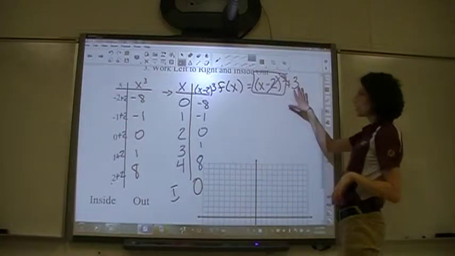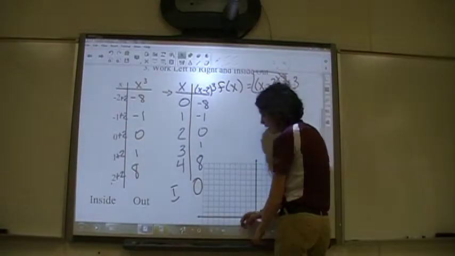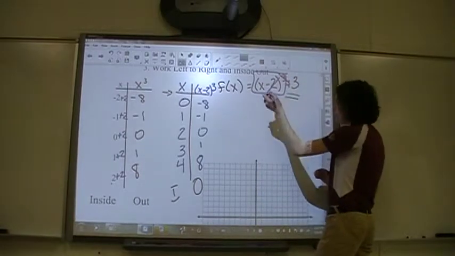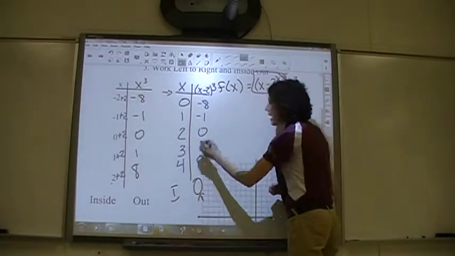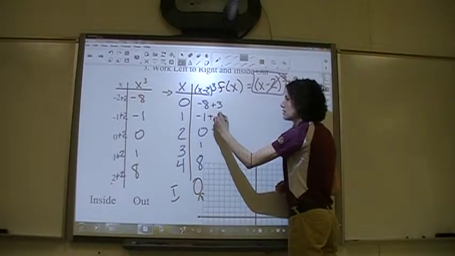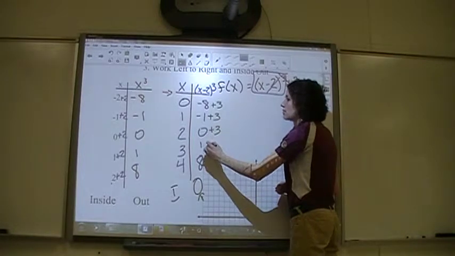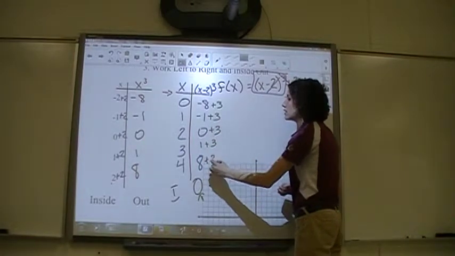So that means I have x minus 2 cubed. Alright, and then don't forget about this plus 3 here. Now this plus 3 is on the outside, so that means I want to add 3 to the outsides. You do the same as the outsides, but the opposite of the insides.